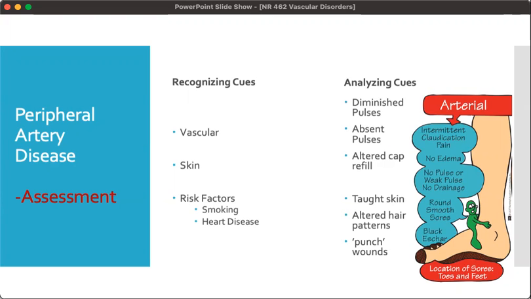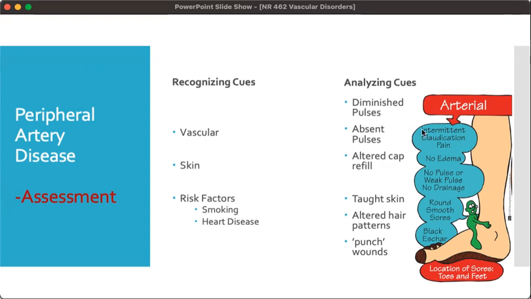And very, very characteristic are these punch wounds for peripheral artery disease. I'll show you a picture of those in a little bit, but what the punch wounds look like is almost like somebody took a hole punch and punched a hole straight into somebody's foot or ankle. Usually they're at the very distal ends of the extremities. So the feet and ankles are really prevalent areas for us to see these.